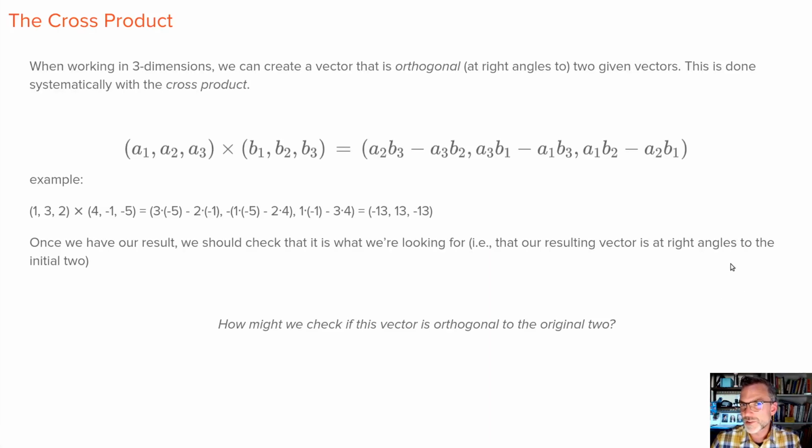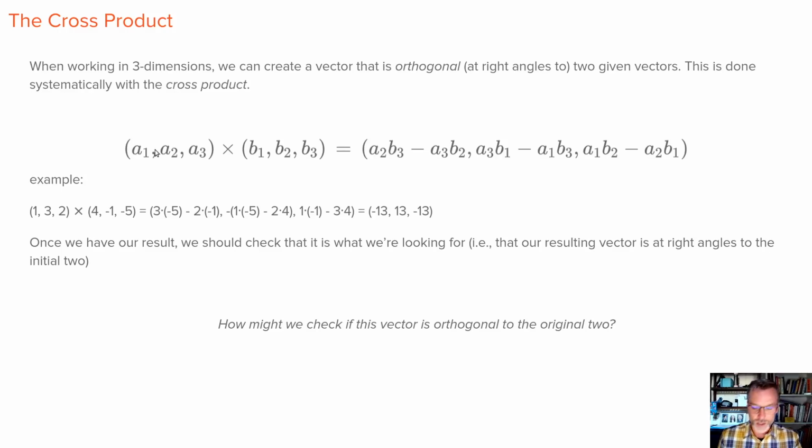Okay, now we'll cover cross product. So the cross product is an operation on two vectors in three-dimensional space. What it does is it gives you a third vector which is at right angles to the other two. Okay, and we call this right angleness orthogonal.